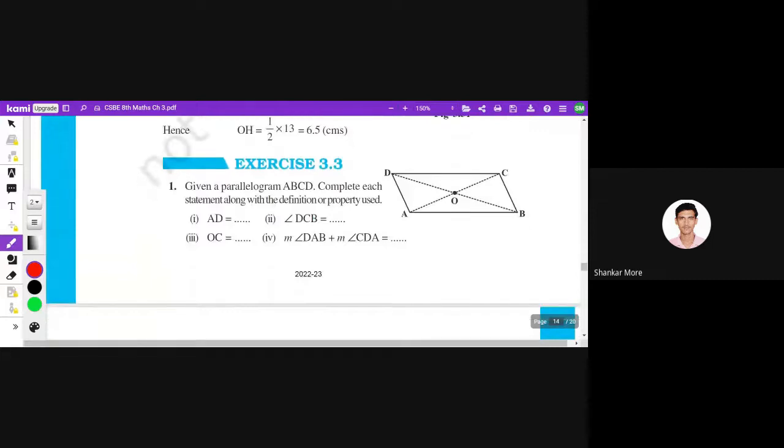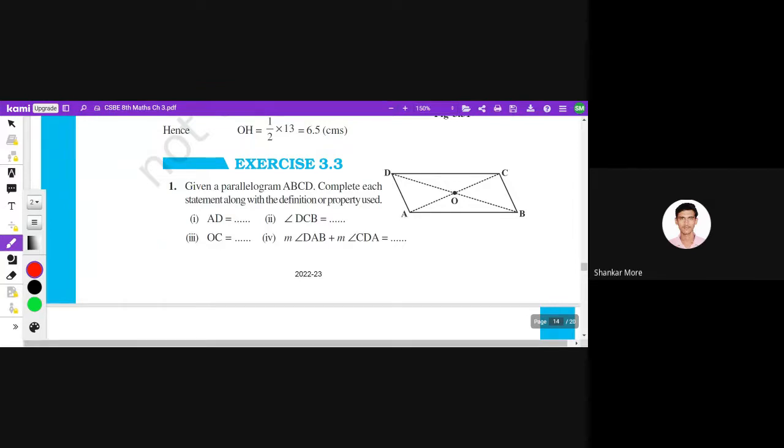Okay, so let's solve a few more examples. Given a parallelogram ABCD, complete each statement along with the definition or property used. तो यहाँ पे AD is equal to क्या लिख सकते हैं हम students? AD is equal to BC, perfect. Which property or which definition are we using here? Opposite sides are equal, right? Yeah, opposite sides, perfect. Now let's go to the second one.